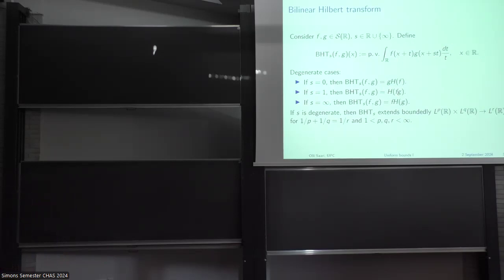And then there is a third case, which is denoted by s equals infinity, which of course you have to interpret correctly. This is the case where we do the change of variable ts equals tau, so that we get f(x plus tau over s) and g(x plus tau). And when we send s to infinity, we see that this is somehow the first case, but the roles of the two functions switch. So in this case, s equals infinity, we again get f times H of g.